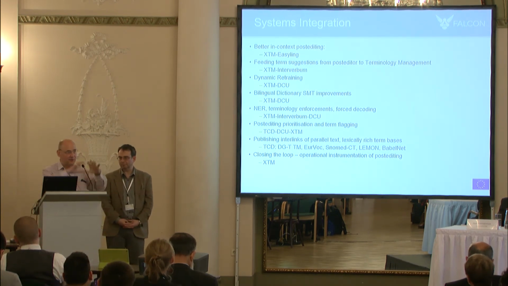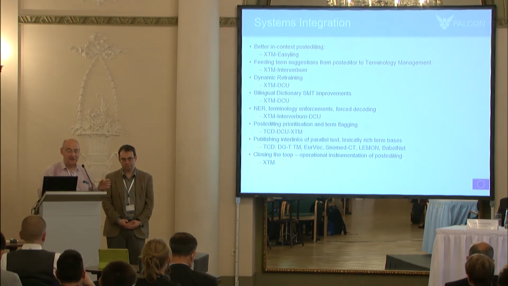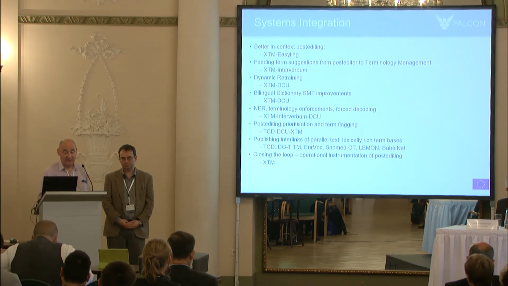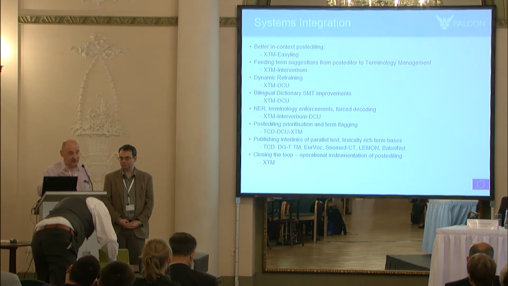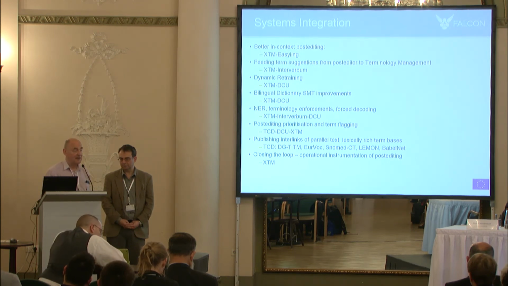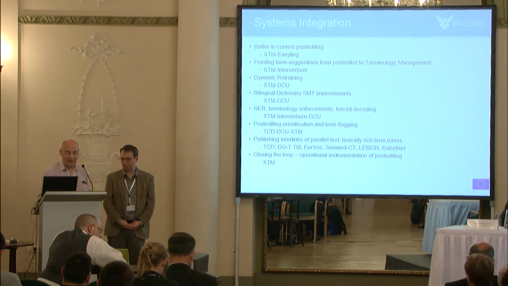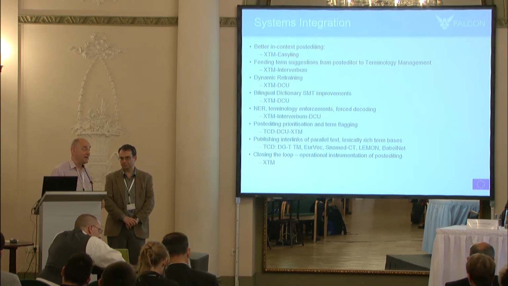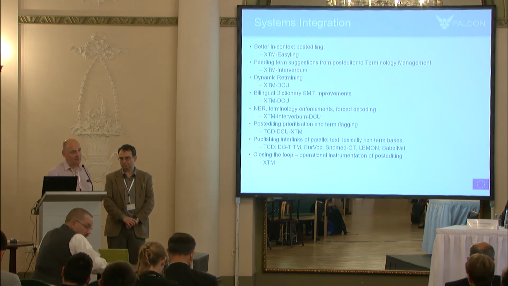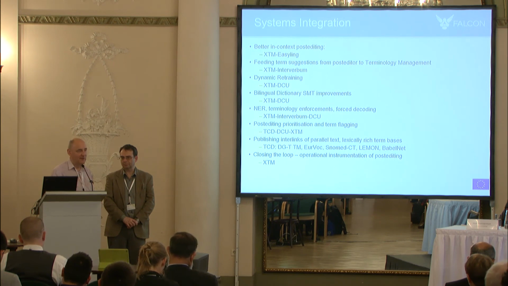In terms of systems integration, which is the final bit of FALCON, we have better in-context post-editing with XTM and EasyLing. We have term suggestions fed from the post-editor to the terminology management, that's XTM into Verbum. We have dynamic retraining, bilingual dictionary SMT improvements, including BabelNet, and named entity recognition, where we identify things like names of companies, etc., and that's also handled automatically, which helps the statistical machine translation process. Post-editing prioritization, then publishing interlinks of parallel text, which is a very important thing afterwards, the curation part. And then finally, but not least, timing or capturing the information on how long each post-editing step for each segment takes, and that's an important feedback loop.